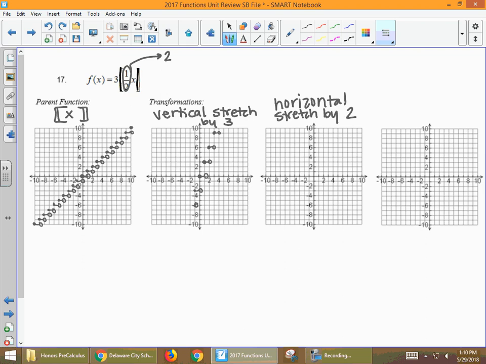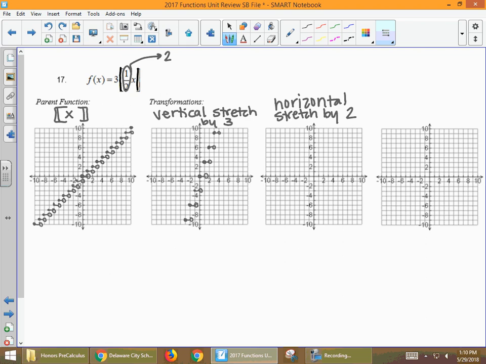Open circle at 1, negative 6. Closed circle at, I'm sorry, yeah, 1, negative 3. Open circle at negative 1, negative 6. Closed circle at negative 2, negative 6. Open circle at negative 2, negative 9. Closed circle at negative 3, negative 9. So now when you're doing a vertical stretch by 3 with a step function, you're just putting more space in between your steps.